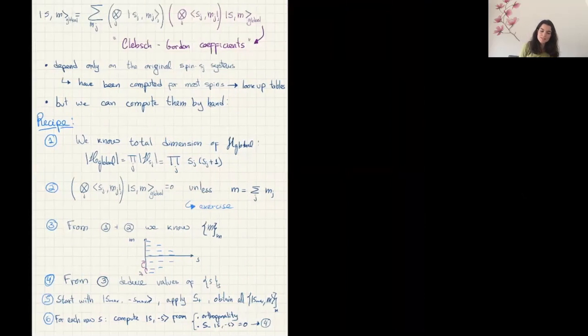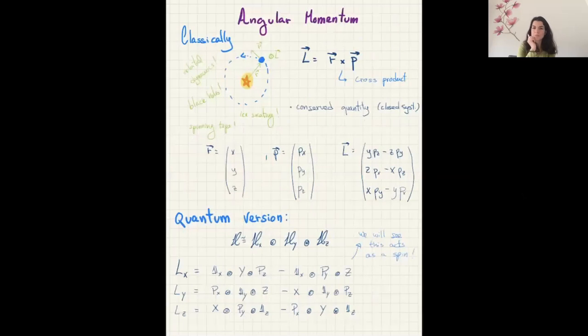Now there's a big spin system that we've not talked about, which is angular momentum. So we'll start now, and the rest that we cannot do now, I will record and upload later.